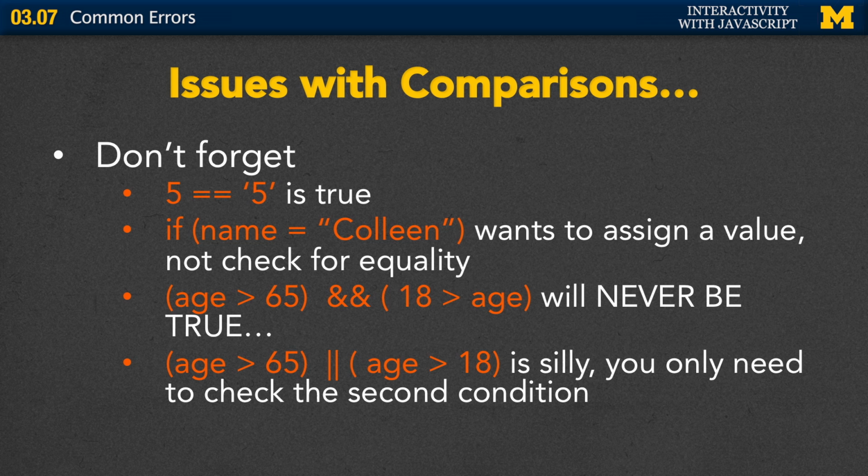Similarly, on this next line of code, I have something that's syntactically correct, and actually it's logically correct, but it's just kind of silly. Why would you ever check if something is greater than 65 or greater than 18?